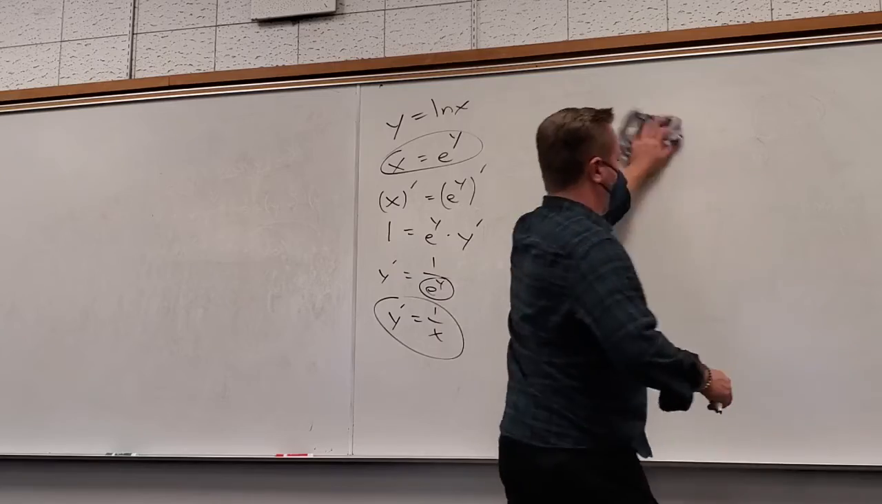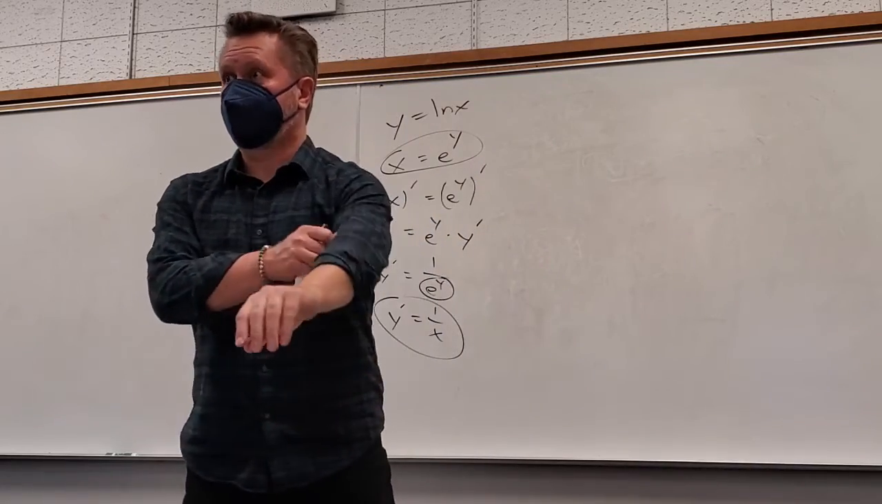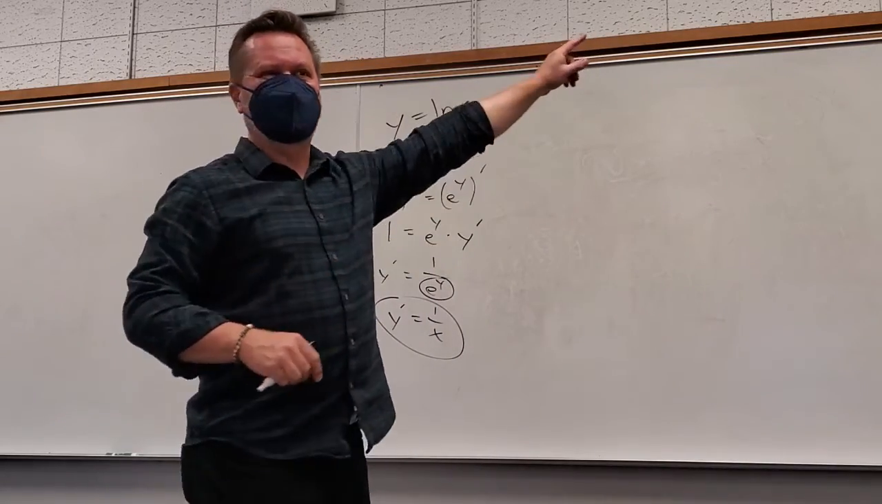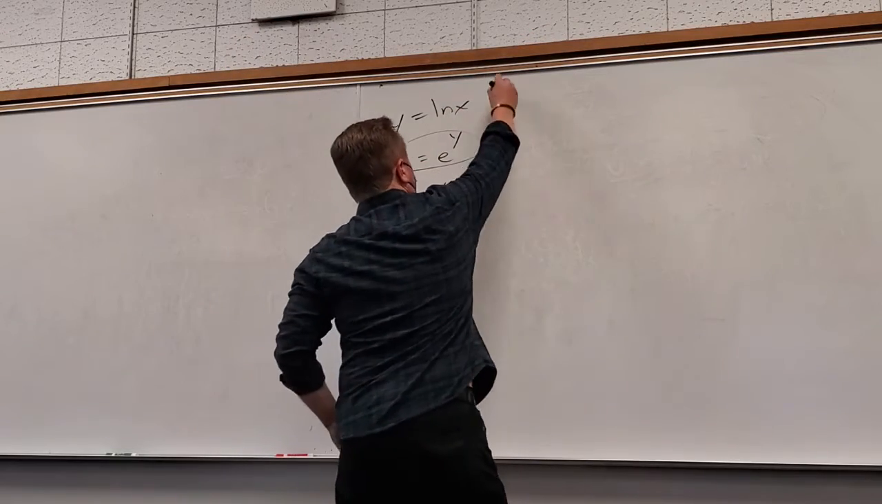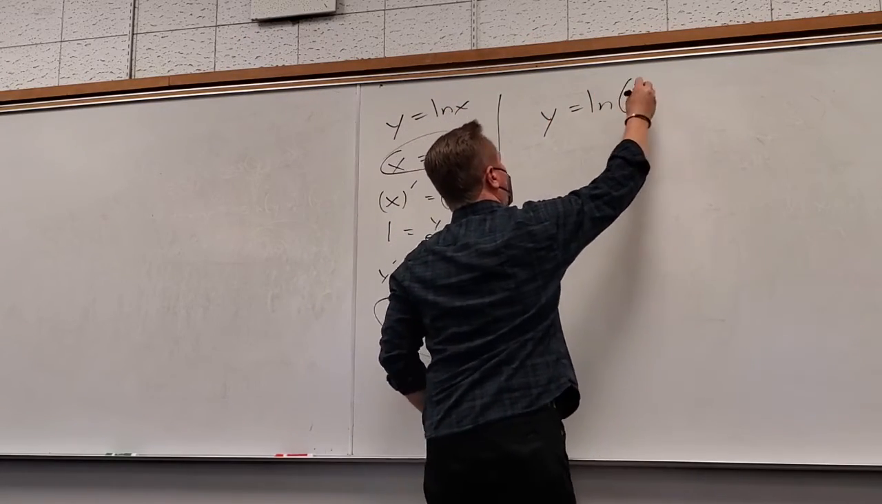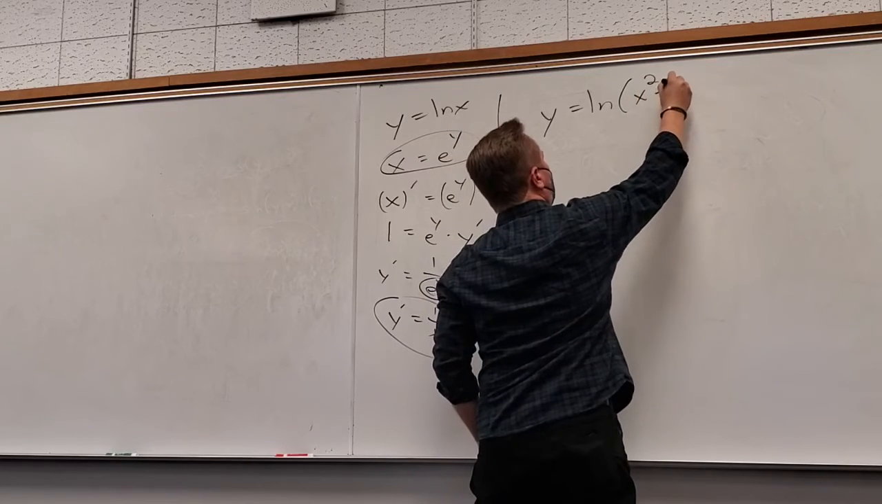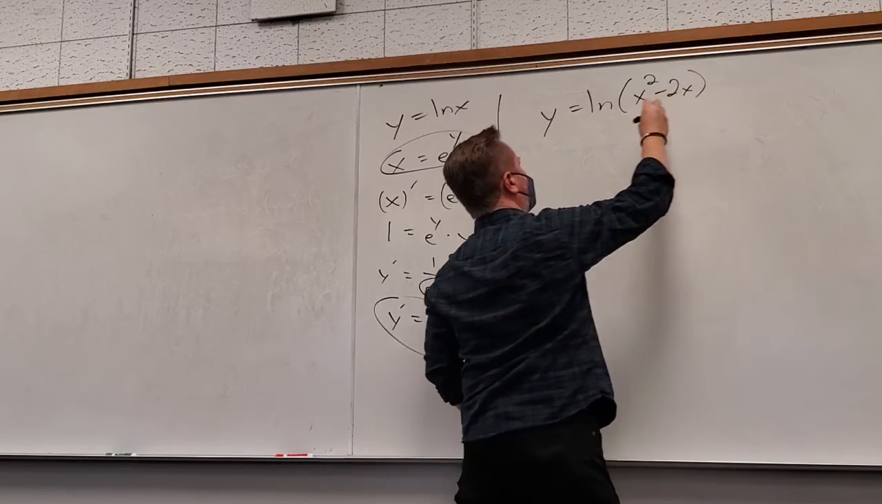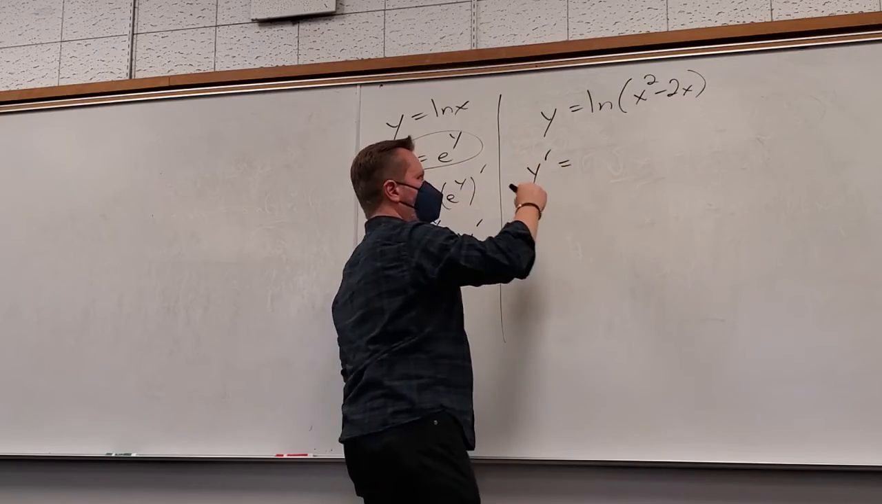Maybe I won't do the other thing yet, because the other thing is inverse trig functions, and I maybe don't want to slam that in. But let's do some natural log stuff. So what if I add this? What would the derivative be?